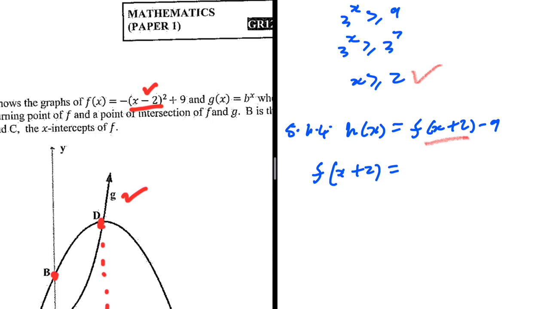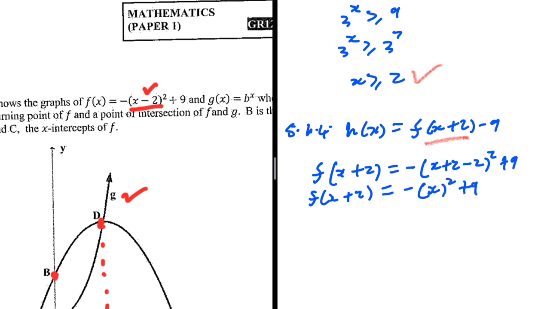So we're going to have minus, in place of x, x plus 2, minus 2, everything squared, plus 9. So this is f of x plus 2. And this is equal to minus x squared plus 9. So we have taken care of that part. Now let's take care of this part. Minus 9. So we're going to have f of x plus 2, and then we just subtract 9.